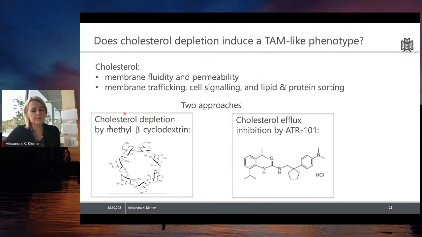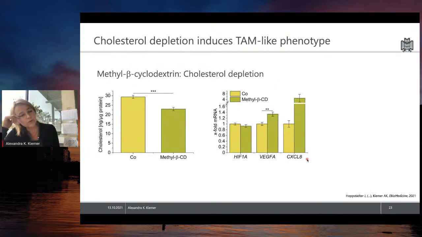And so we depleted cholesterol from M0 macrophages by using cyclodextrin, which has been known for many years to be able to just deplete cholesterol from cells. And we did the opposite. We inhibited one of these efflux transporters, which we had seen to be upregulated. We did not yet do a global gene expression analysis. We just looked at some individual genes which had been shown to be differently expressed in the TAM cells.